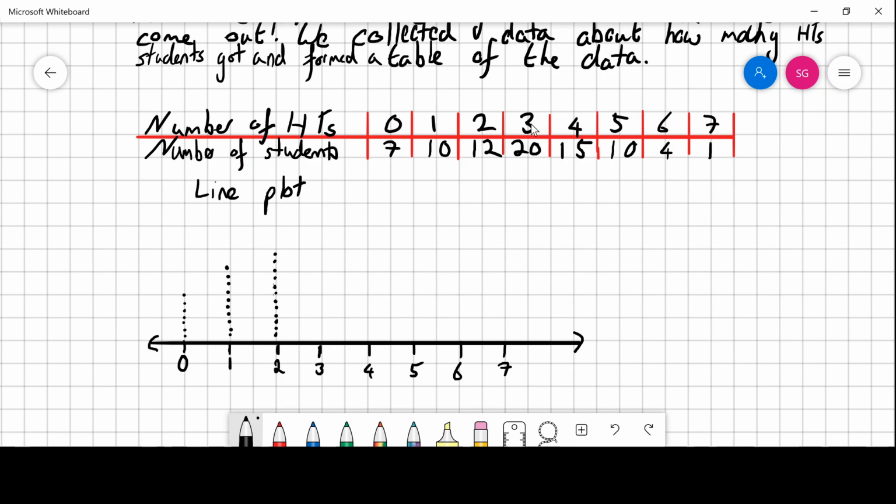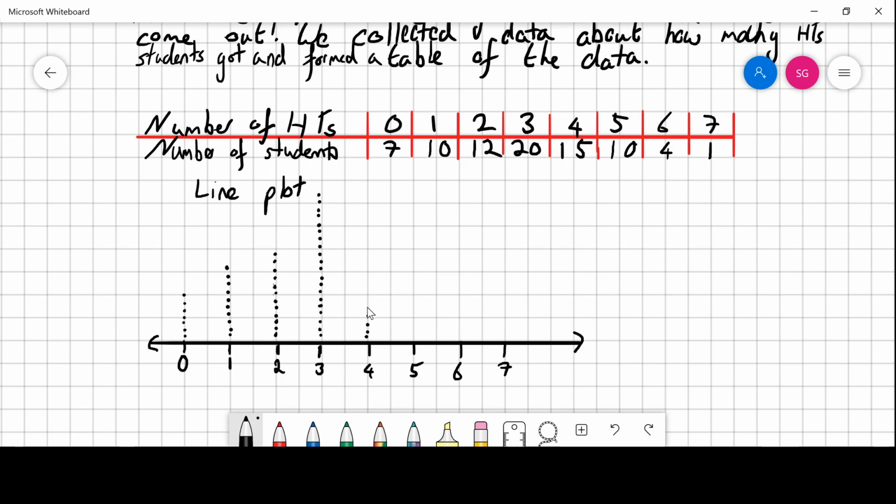For 3 H1s, 20 people got 3 H1s. So I'm going to go 1, 2, 3, up to 20. You can immediately see, just even looking at this, that there's way more of the 3 H1s. And sure, you can see that looking at numbers, but people are very visual thinkers. They much prefer to see things in a visual form.